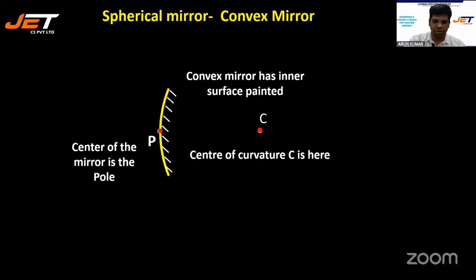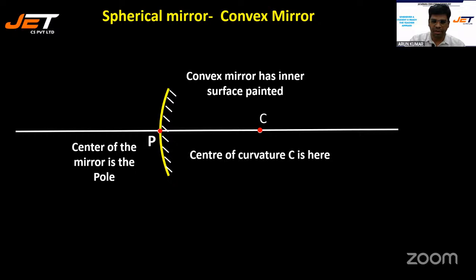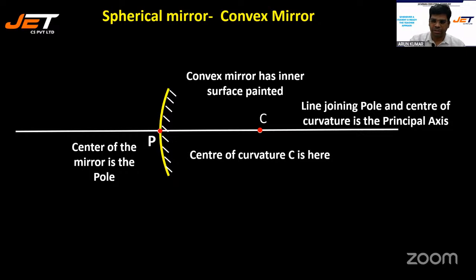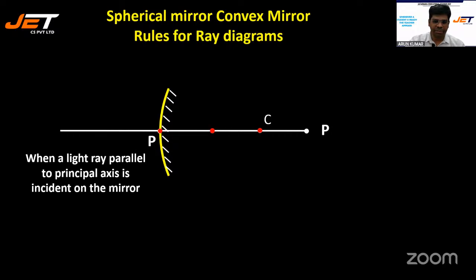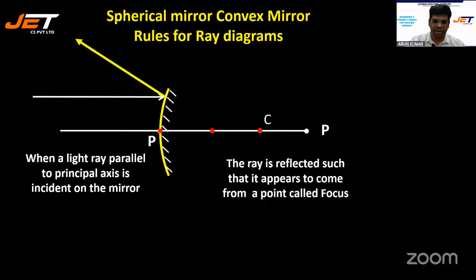So the center of the mirror is called the pole. The center of curvature C is shown. The line joining the pole and the center of curvature is the principal axis. These are the parameters we have got: points on the principal axis, the pole, the center of curvature, and the mirror. Now let's see the rules. When a light ray parallel to the principal axis is incident on the mirror, it gets reflected, and when retraced, it appears to pass through the principal focus. It appears to come from the focus.